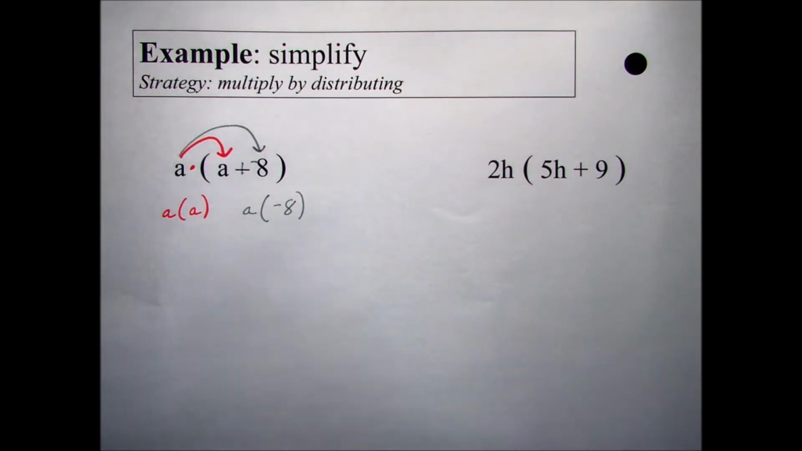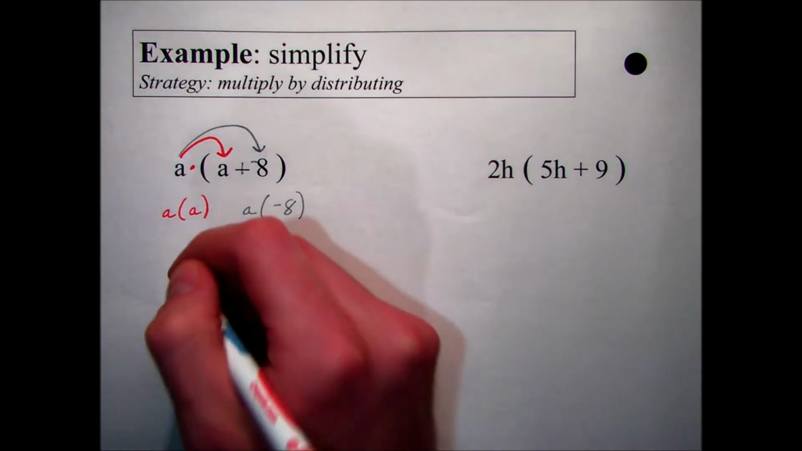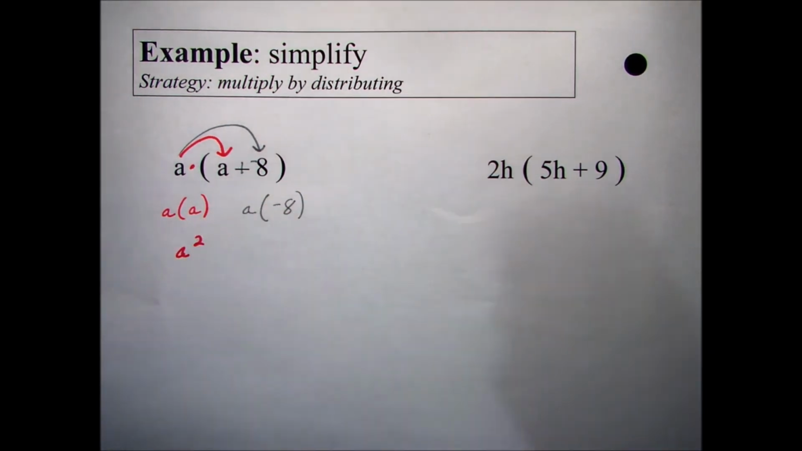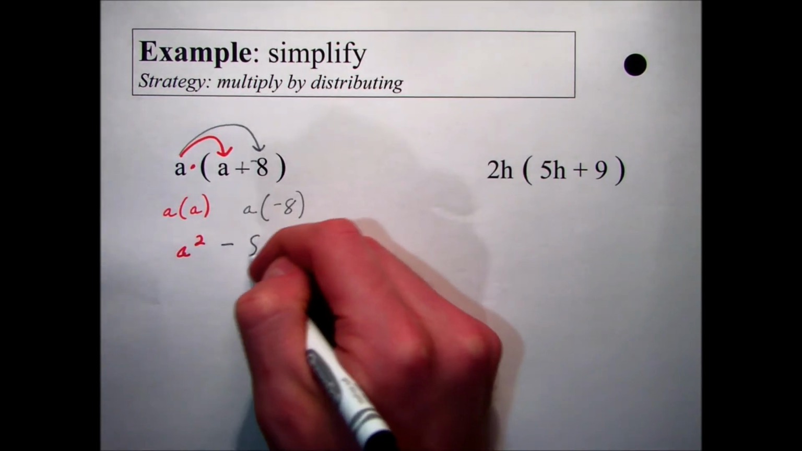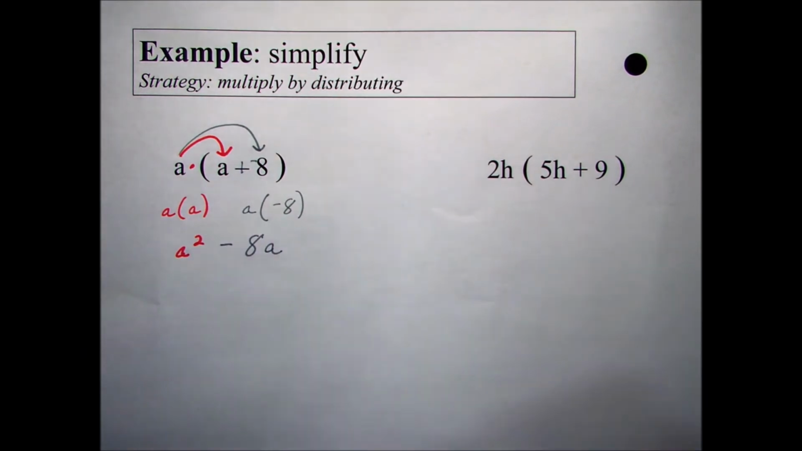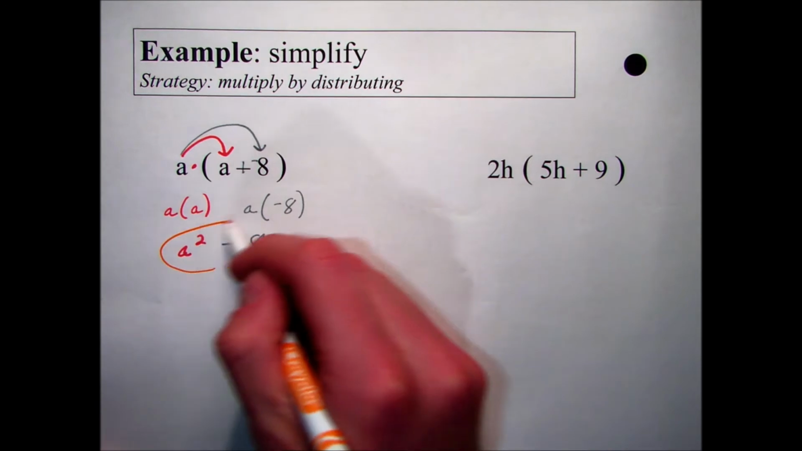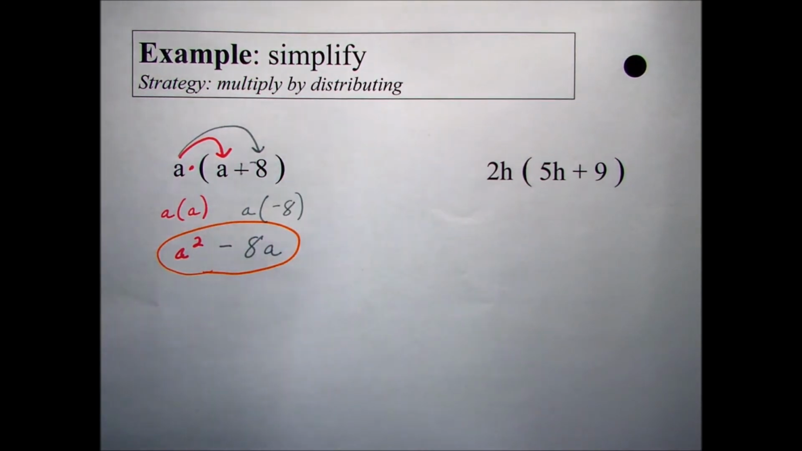What we end up getting is a times a is a squared, and a times negative 8 gives us negative 8a. That's our final answer. We can circle it. Take a look at the other example.